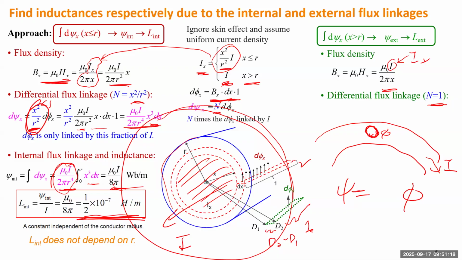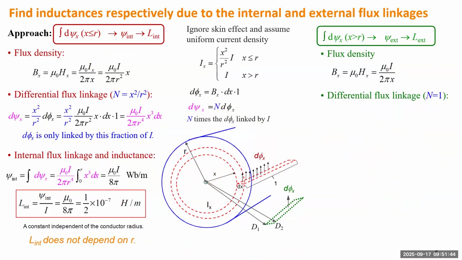How much less? It's like S squared divided by R squared, because R squared is this area, and this smaller area is pi S squared. So only this part of the current is coupled with phi. Okay, so flux linkage can be lower than flux. This is different from a transformer. All right, we just move on.